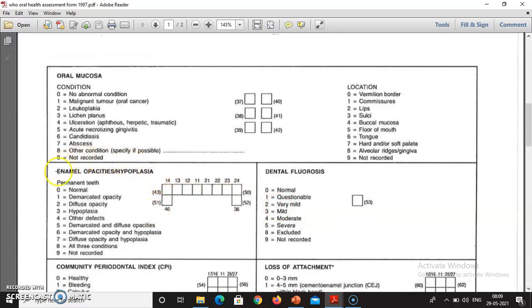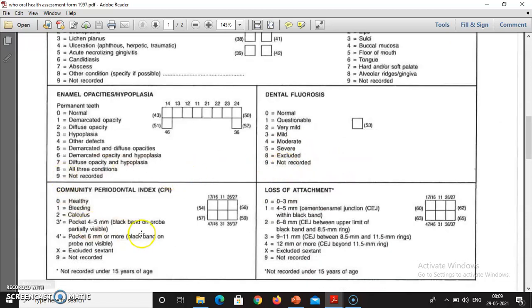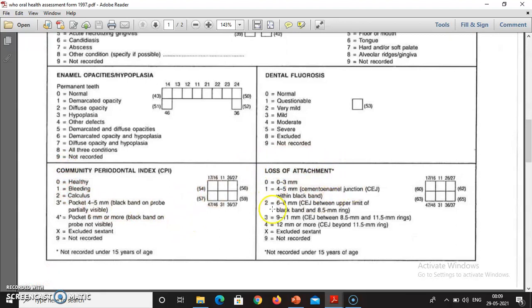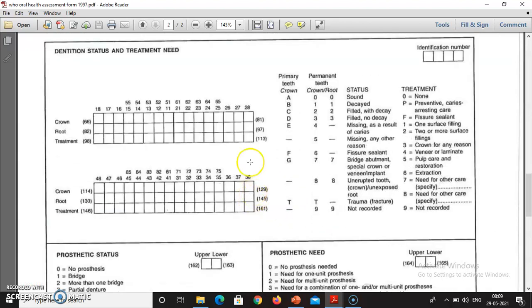You have to measure enamel opacities and hypoplasia. There is an index for measuring dental fluorosis. There is an index for measuring periodontal status in terms of CPI index and loss of attachment. Then you have dentition status. This measures your hard tissue examination: decayed teeth, any extraction required, a missing tooth, sealant required, bridge required. All these are measured using dentition status and treatment needs.